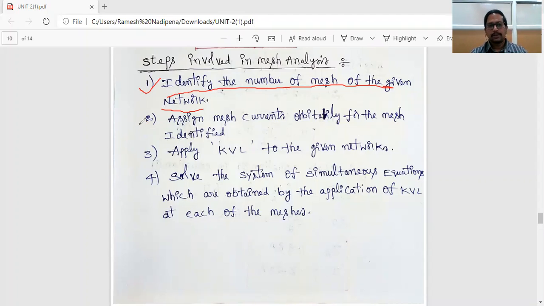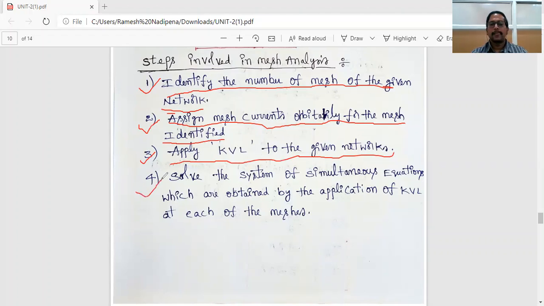Step two, assign mesh currents. Assign mesh currents arbitrarily for the meshes identified. Next, step number three, apply KVL to the given network. That is step number three.